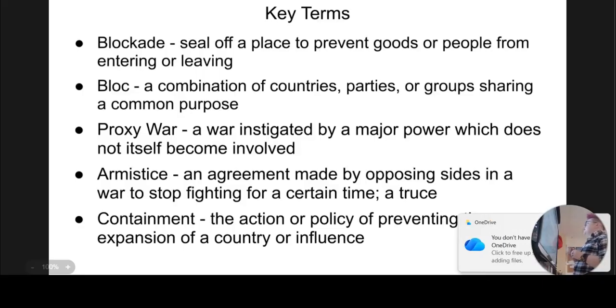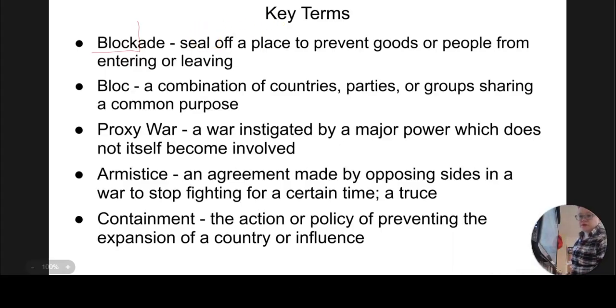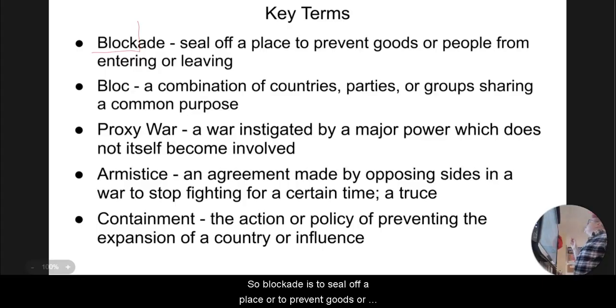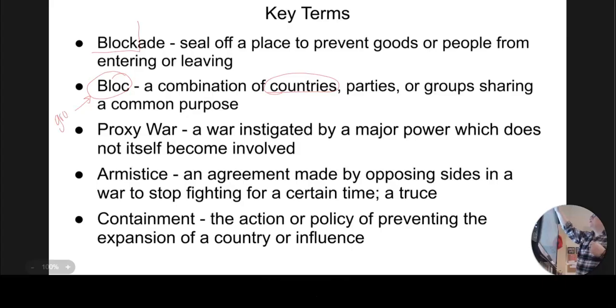So we have blockade. When we see this word block, we know that that's going to be prevent. Sorry if that pop-up showed up. So blockade is to seal off a place or to prevent goods or people from entering or leaving. Now, this is blockade with a K, but when you see block without any K, it is still an appropriate word, but it is a combination of countries, parties or groups. So it's a group. When we see this, we think of group. When we see blockade like this or block with a K, we think prevent.